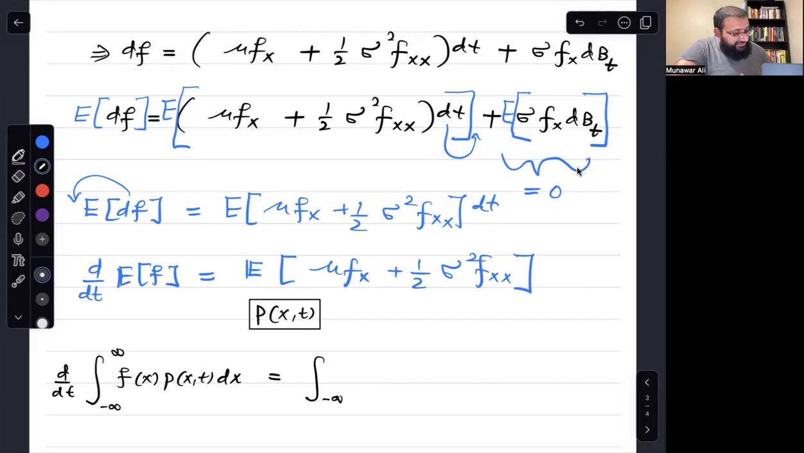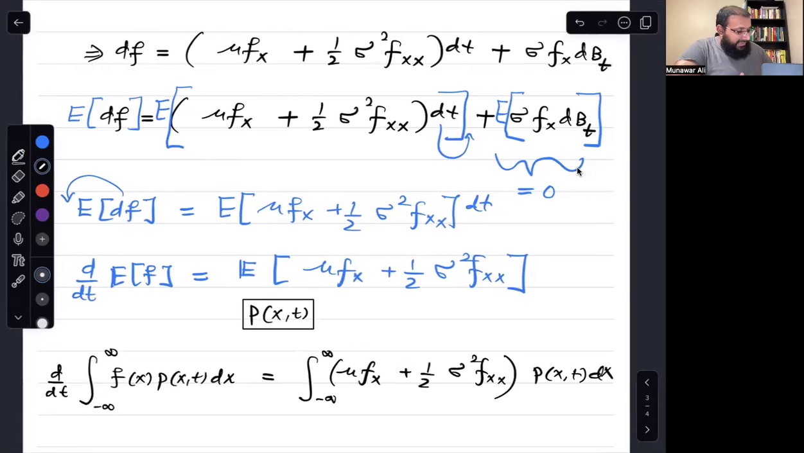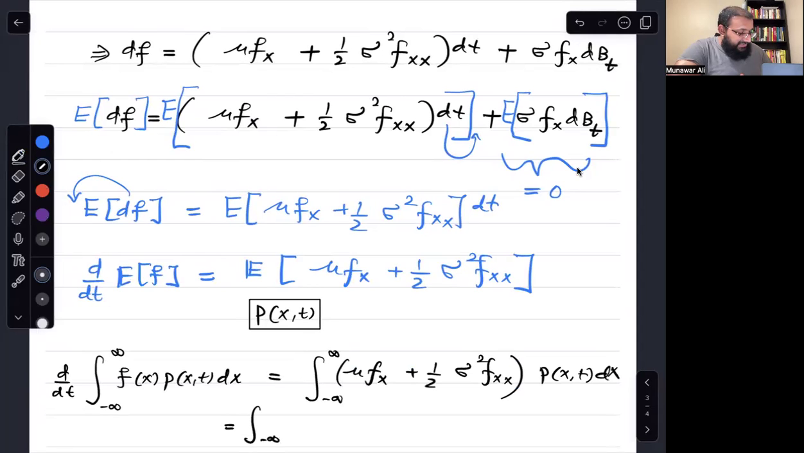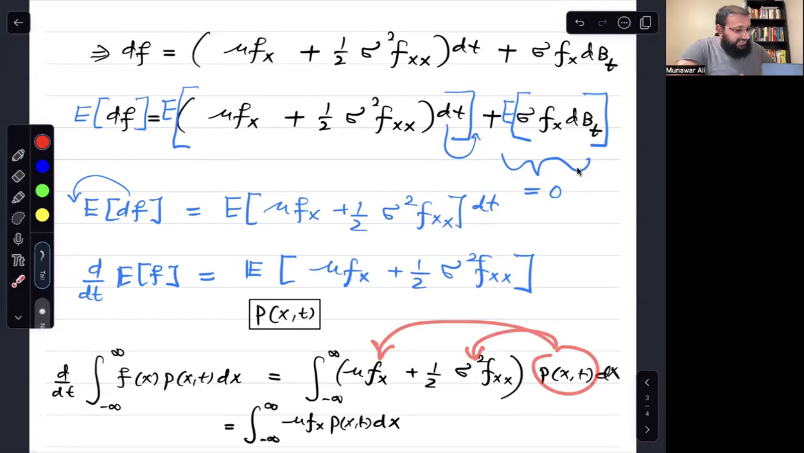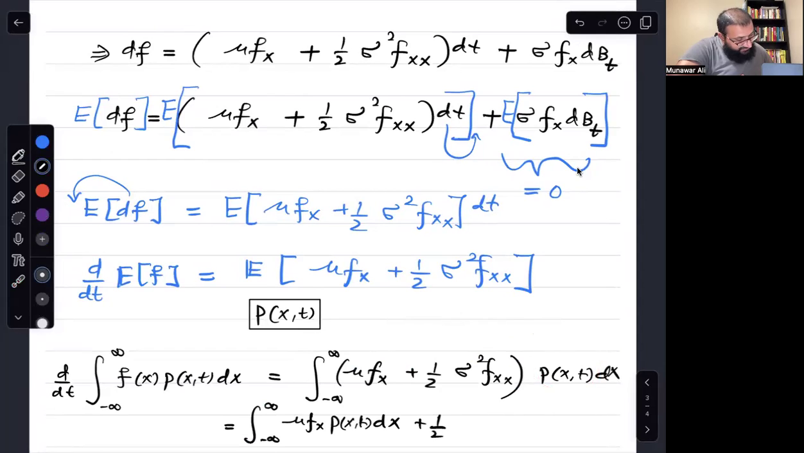Similarly, this is the integral from negative infinity to infinity of mu fx plus 1/2 sigma square fxx multiplied by pxt dx. I will expand the right-hand side to be two terms: mu fx pxt dx, multiplying this with the first term and with the second term, plus 1/2 times the integral from negative infinity to infinity of sigma square fxx pxt dx.